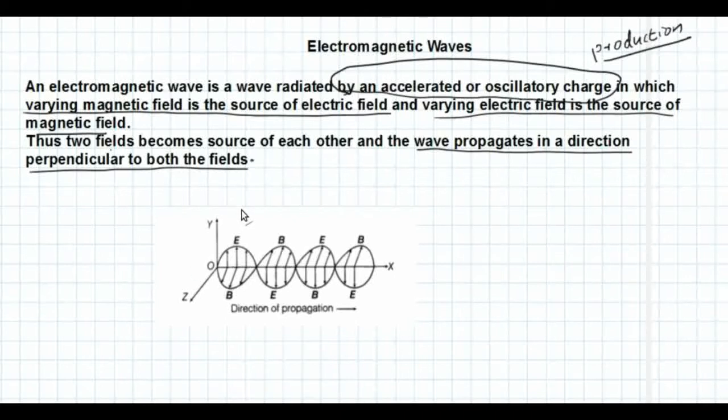So this is represented here. Here you can see X, Y and Z axes, and the electric field is present in the Y plane and the magnetic field is present in the Z plane, and perpendicular to both Z and Y the wave propagates. So this is the direction of propagation of the wave. So this is how an electromagnetic wave is propagated.